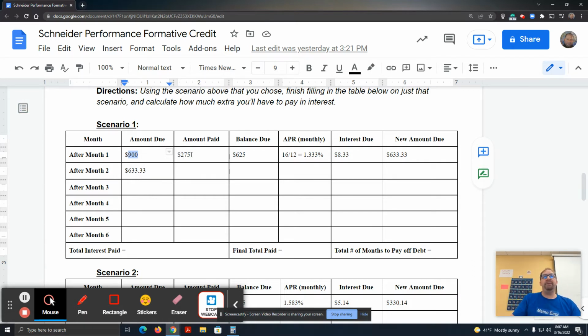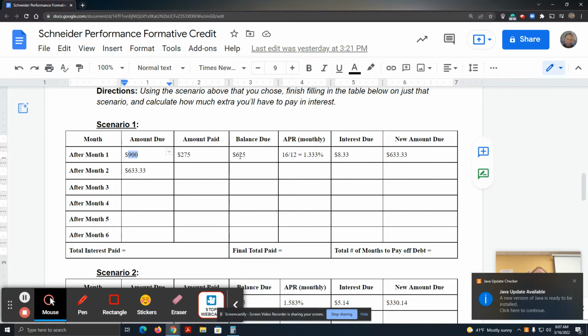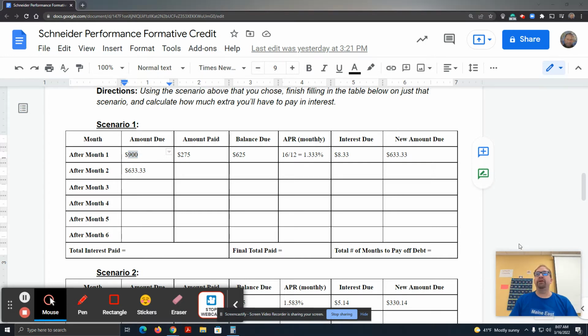So the payment is going to bring down our balance on the credit card. So it would be $900 minus $275 equals $625. So that's how much is remaining. And in real life, that's where they're going to charge us interest on what's remaining on the balance. So because 16% is expressed annually, APR, annual percentage rate, we have to figure out what that percentage might be on a monthly basis.